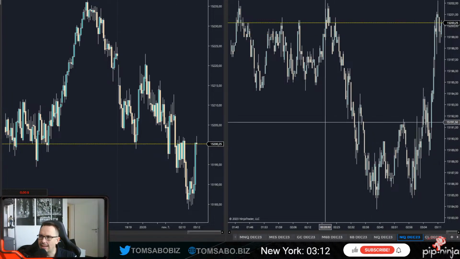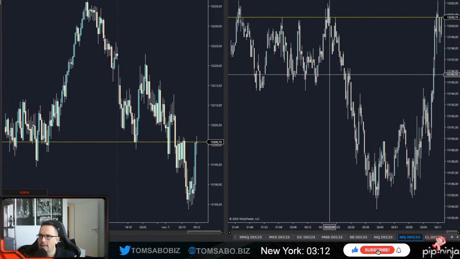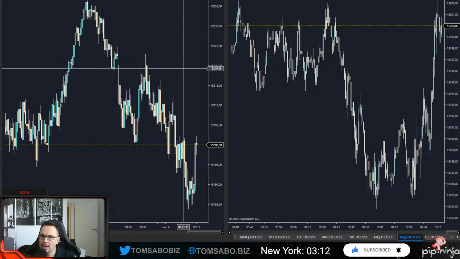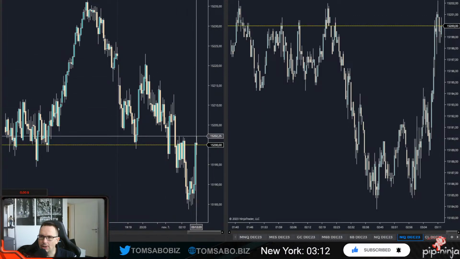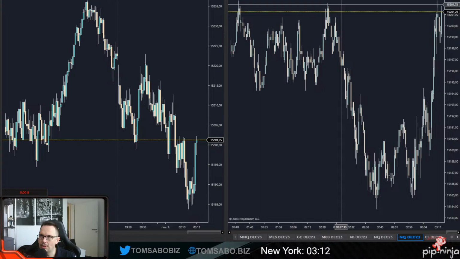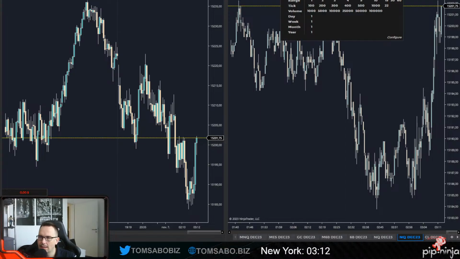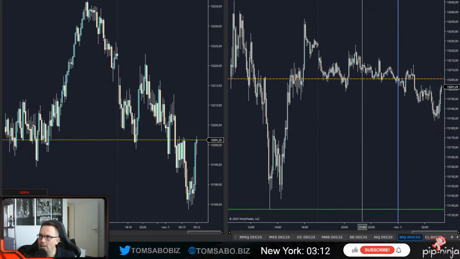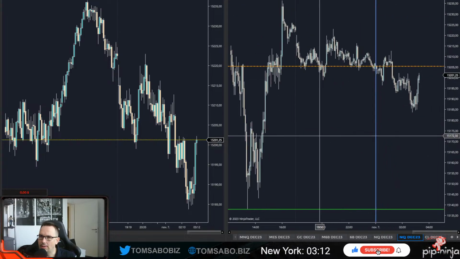This is Nasdaq or NQ if you prefer. And the left side is a 500 tick chart, and the right side is the 30-second chart. But you know, let's start with a quick analysis, and let's go over some points over here.